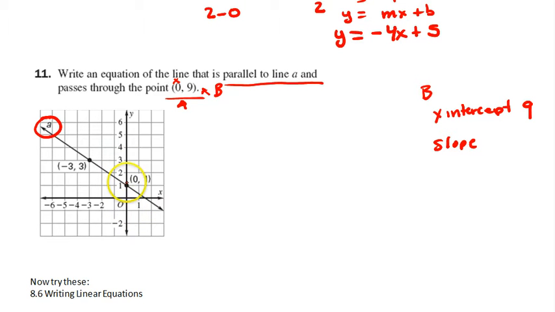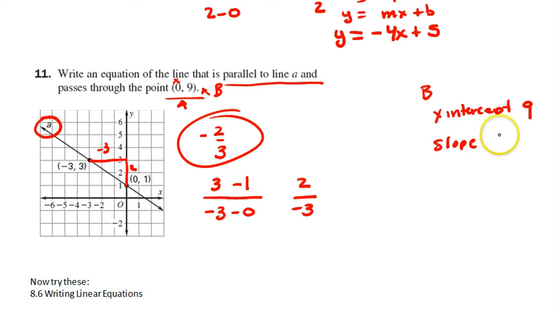Right? Well, it has a rise of 1, 2, and then it has a run of -3 because I'm going in the negative direction. 1, 2, 3. So 2, -3. So I know my slope for line A is -2/3. But let's just test it out by using my coordinates here. So the difference here is 3 minus 1 over -3 minus 0, which would give me 2 over -3. So that's what I calculated. So it's going to have a slope of -2/3.